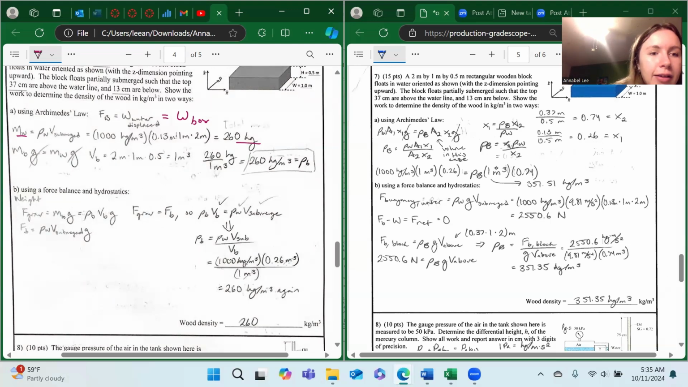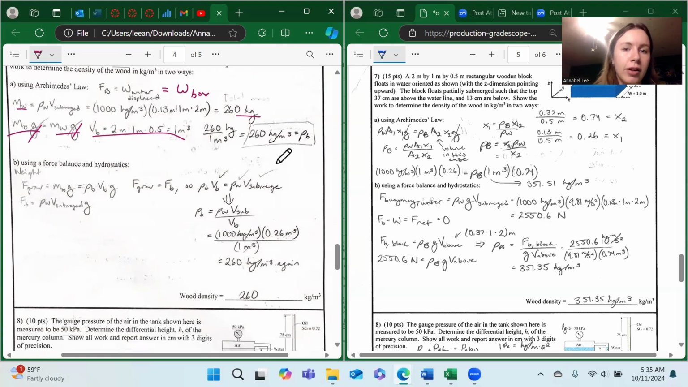And then for finding the density, we know that the weight of the box is going to be equal to the weight of the water. So you cross out gravity here because they're the same, and rearrange it so that you get the total box volume. And since it's 260 kilograms and it's 1 cubic meter, then you know that's going to be 260 kilograms per cubic meter. So it's about a quarter of the density of water.